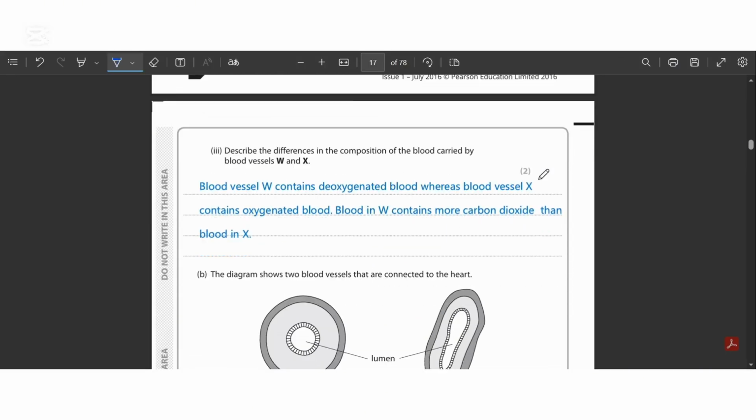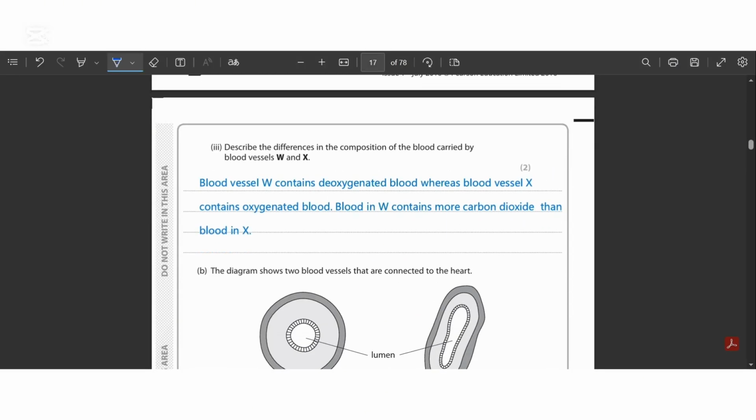So I have written the answer over here that blood vessel W contains deoxygenated blood, whereas blood vessel X contains oxygenated blood. Blood vessel W contains more carbon dioxide than blood in X. Okay. Yes, blood in W contains more carbon dioxide. You can write the reverse also, that blood in X contains more oxygen than blood in W.